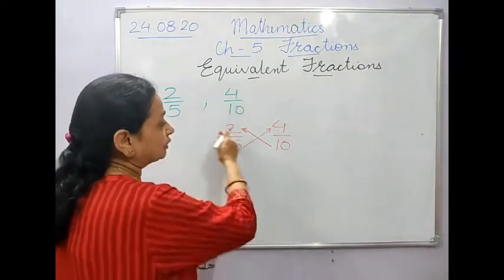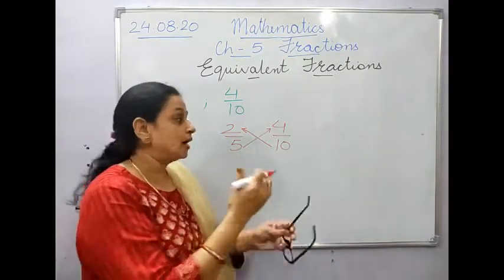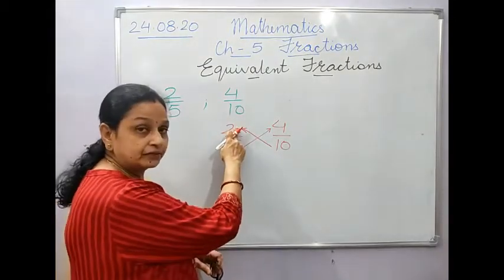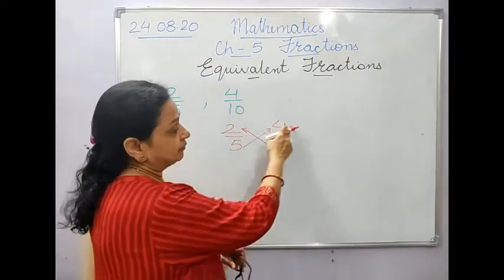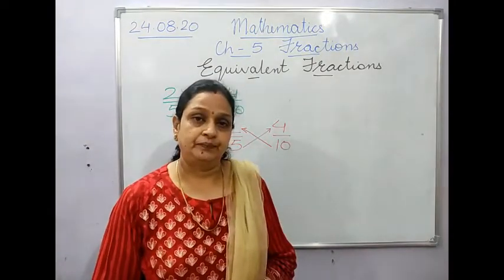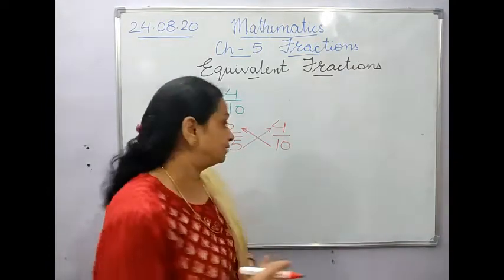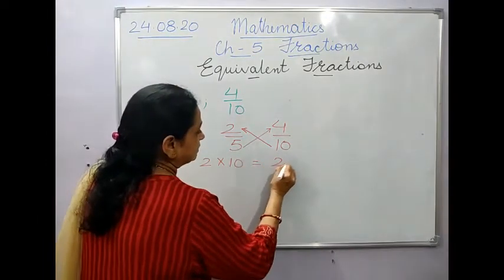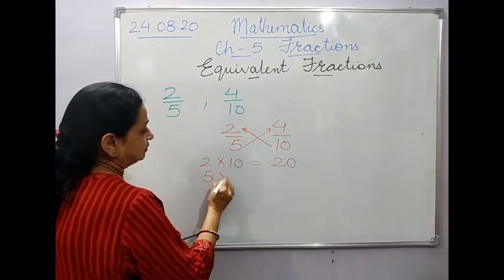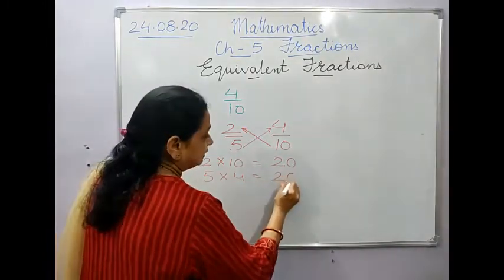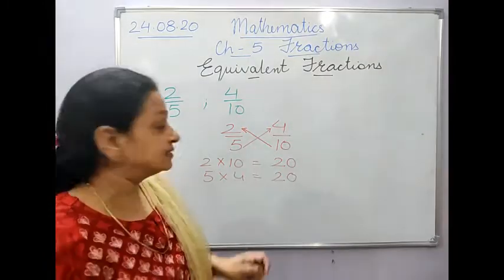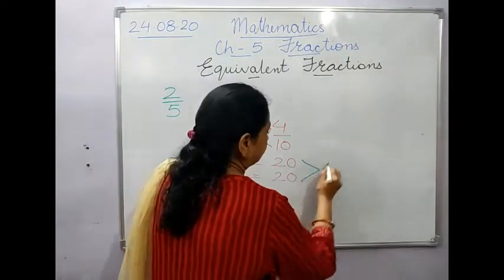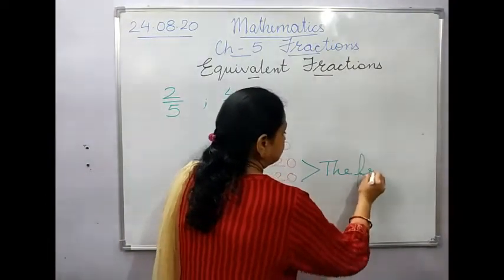Could you get it? This is called cross multiplication. In the cross, you are multiplying in the cross. Denominator of the second one with the numerator of the first one, denominator of the first one with the numerator of the second one. Okay, and then you multiply and find out the answer. So it will be 2 into 10 is equals to 20, and it will be 5 into 4 is equals to 20. Both the answers are same. Look here. Both the answers are same. That means the fractions are equivalent.